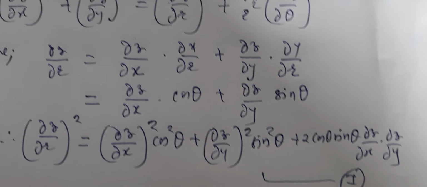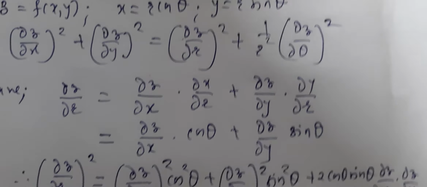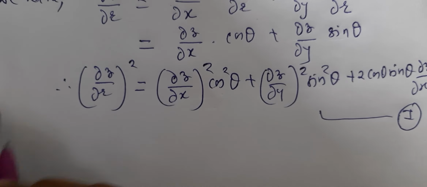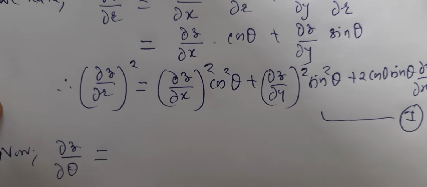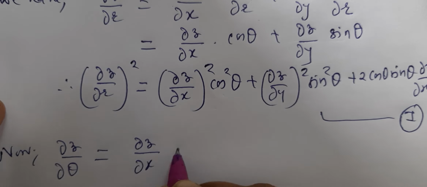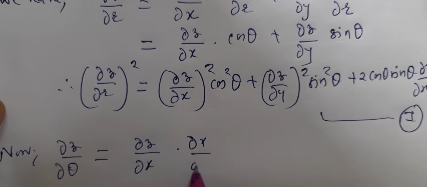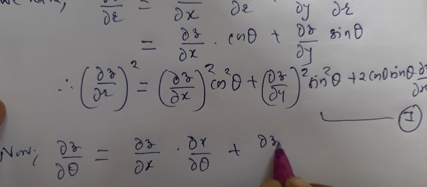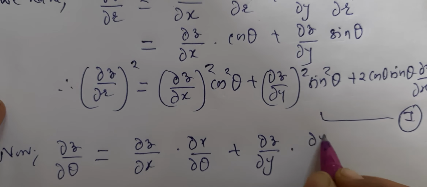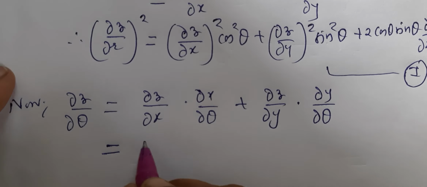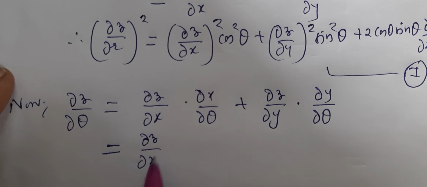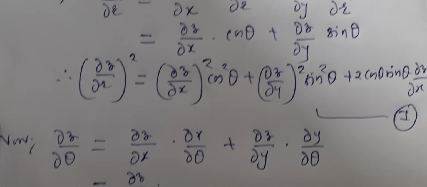Now we'll go for ∂z/∂theta. So now let's see what will be ∂z/∂theta. Exactly the same way you can understand it now. ∂z/∂x into ∂x/∂theta plus ∂z/∂y into ∂y/∂theta, which will be again the same way. We have to keep ∂z/∂x as it is, ∂x/∂theta.